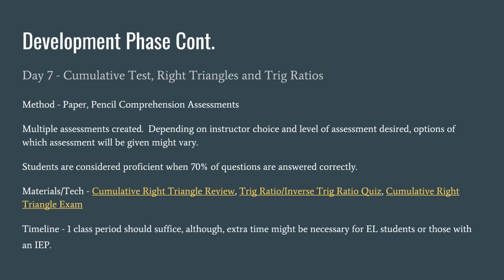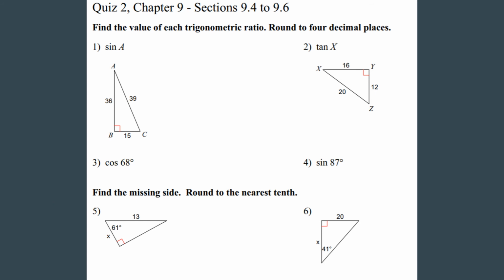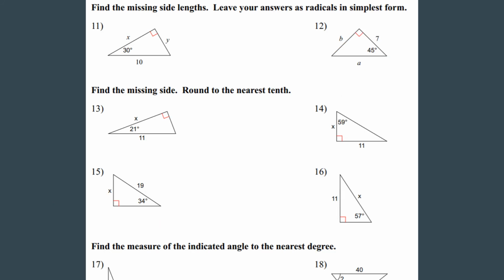And then finally, day 7 we were projecting would have been the cumulative assessment. We did create multiple assessments, and the one you choose just depends on the teacher that's giving the assessment. Students were considered to be proficient when they got 70% of the answers correct, and I just cut and pasted a couple of the examples from those exams there.